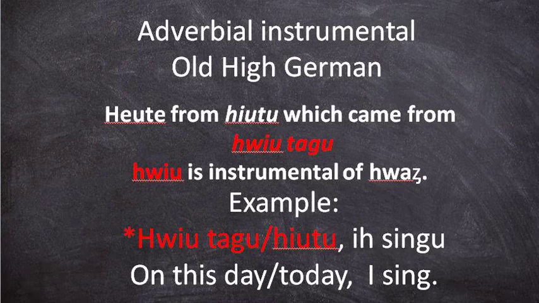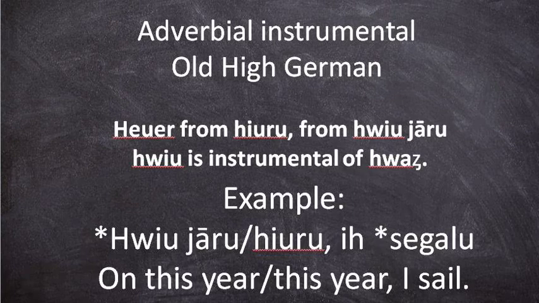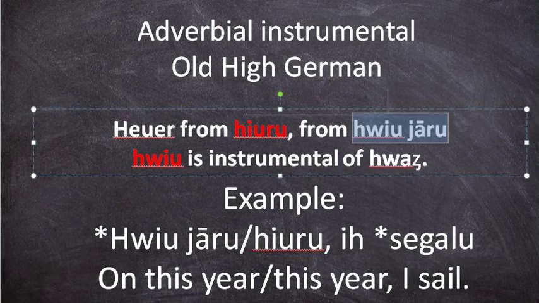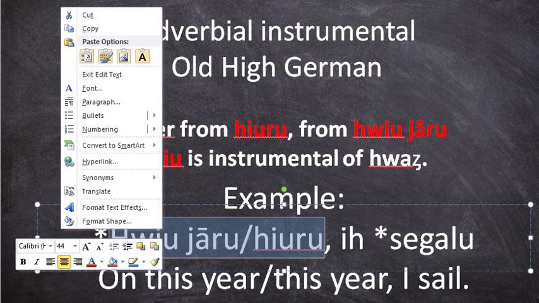Here's another example with heuer, a modern word from Old High German hiru, and that itself, like the previous word, is from a contracted form of huiu yaru, and huiu is again the instrumental of huas. So with our made-up example, huiu yaru, so on this year, or hiru, this year, ich segalu, so in this year I sail, on this year I sail. Pretty straightforward. We're going to make this red because these are our instrumentals, and we want to be consistent. So on this year, this year, right? Let's move right on.